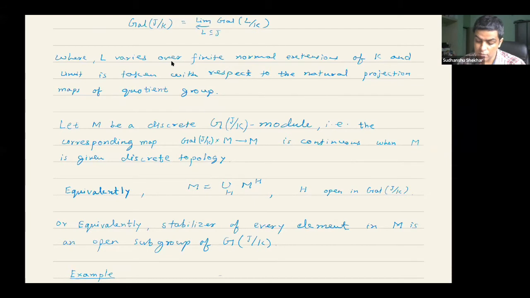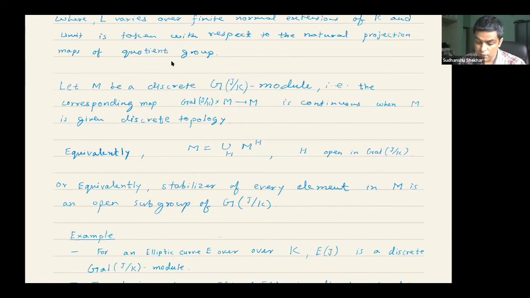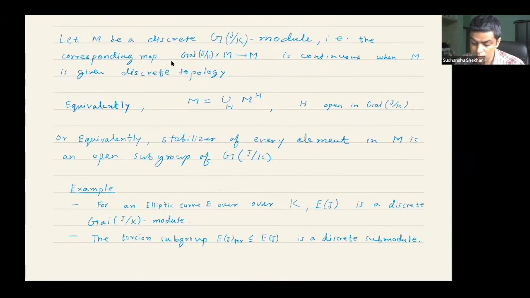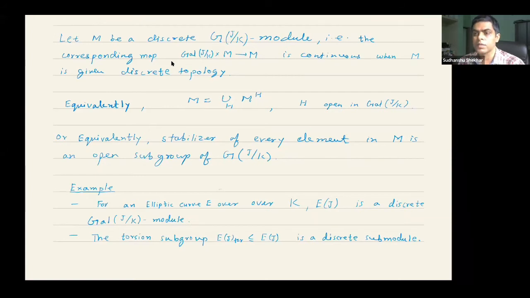Also, another way to see such modules is by demanding that the stabilizer of every element in M is an open subgroup of G(J, K). Sometimes I will write Gal(J, K), sometimes I will just write G(J, K). It's usually something I forget. But both will mean the same thing. So equivalently, M is a discrete module if the stabilizer of every element in M is an open subgroup of the Galois group of J over K. So these are a few equivalent ways of defining discrete modules over such groups.